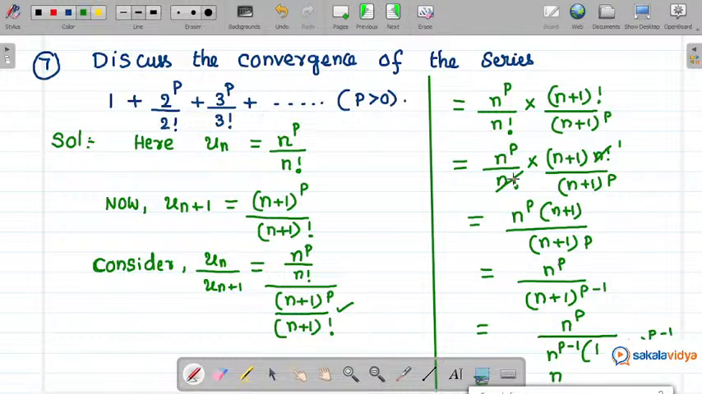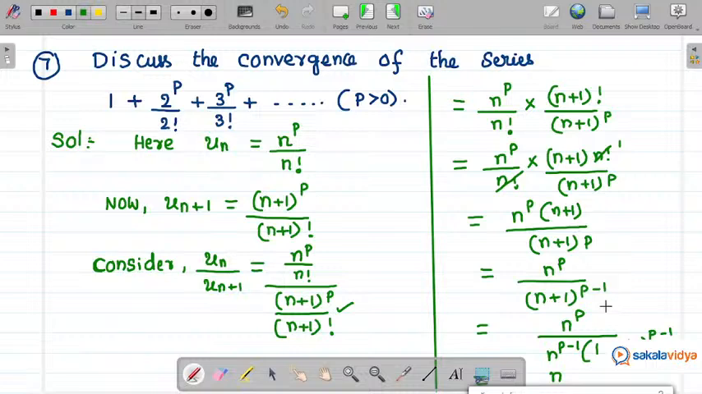This n to the power of p by n factorial into n plus 1 factorial is a shifting property. We can write n plus 1 into n factorial by n plus 1 whole to the power of p. n factorial got cancelled. We have n to the power of p into n plus 1 by n plus 1 whole to the power of p. Using exponents and powers, a to the power of m by a to the power of n is a to the power of m minus n. So, n to the power of p by n plus 1 whole to the power of p minus 1.